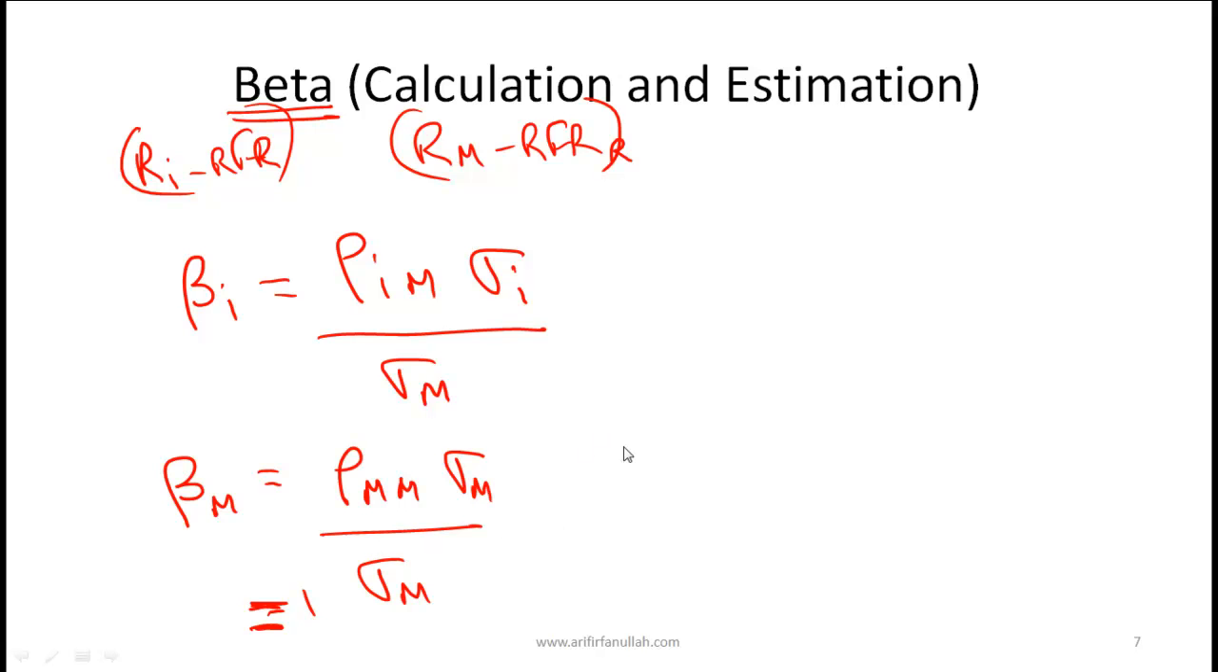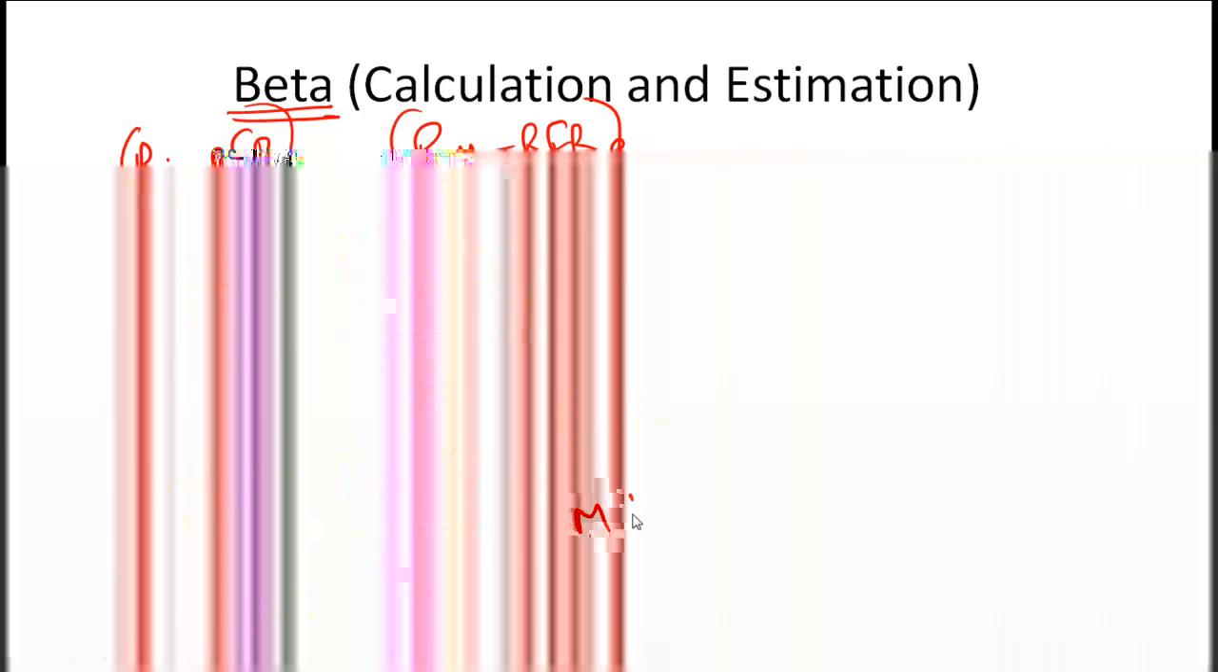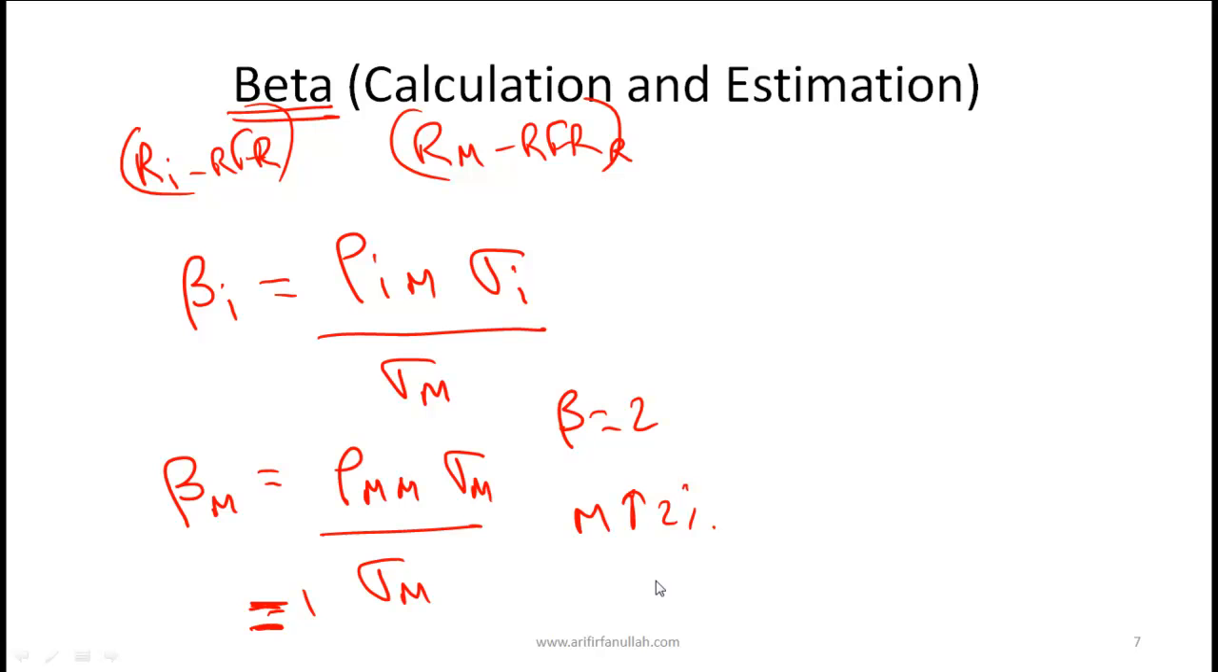If a beta of a stock is equal to 2, what this essentially means is that the stock has relatively high systematic risk, and if the market is going up by 2%, that means that stock I is expected to go up by 4%. If the market goes down by 2%, the stock is expected to go down by 4%.